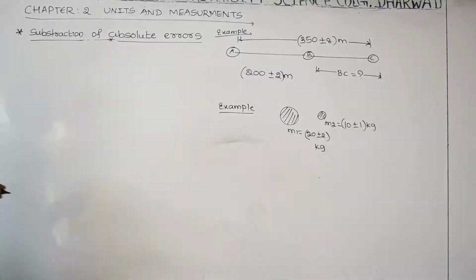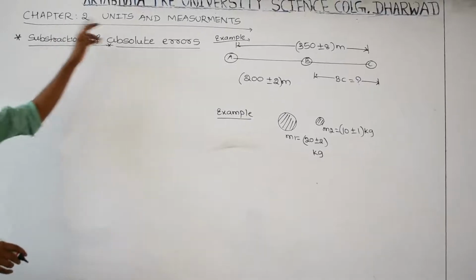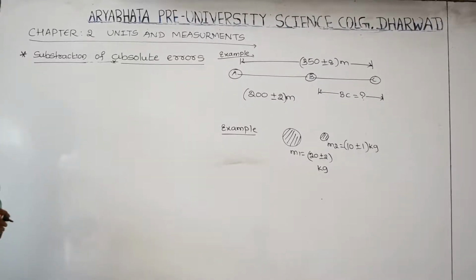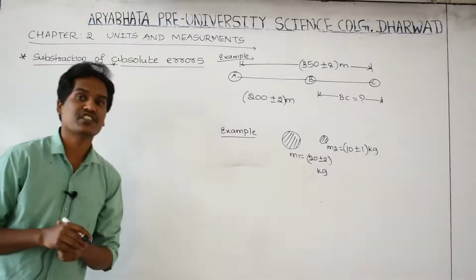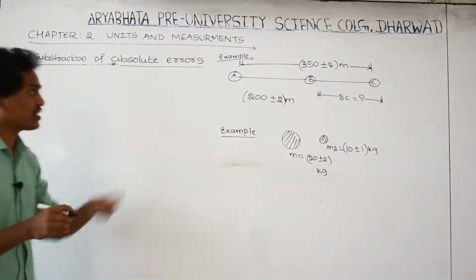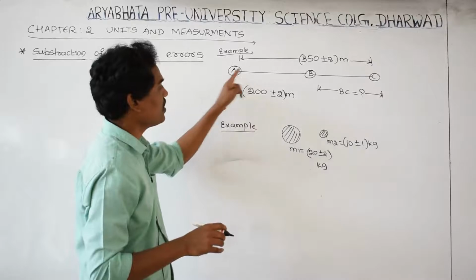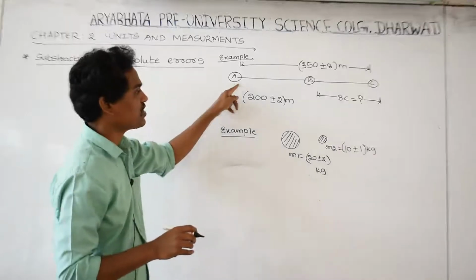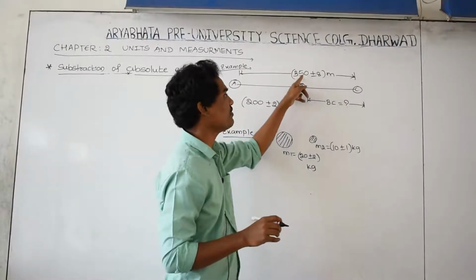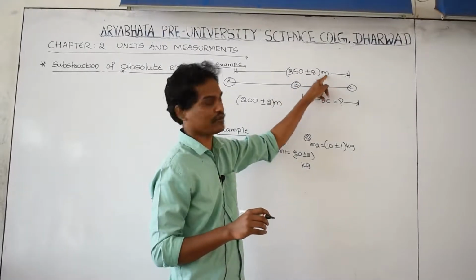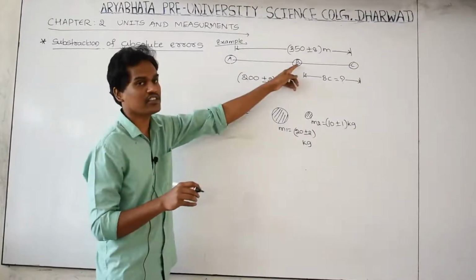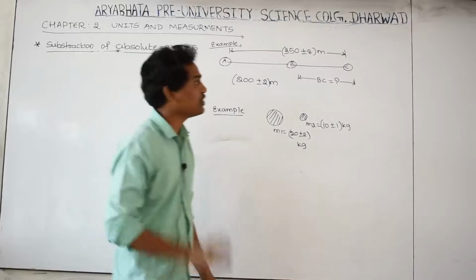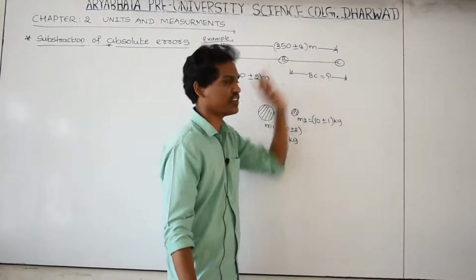Next we can study the concept of how to subtract one error from another error. It means how to make the subtraction between any two measurements which are having errors. For example, let us take this is place A, this is place B, and this is place C. The distance between place A and place C is 350 plus or minus 8 meter, and the distance between A and B is equal to 200 plus or minus 2 meter. Then what you need to find out is, what is the distance between B and C?